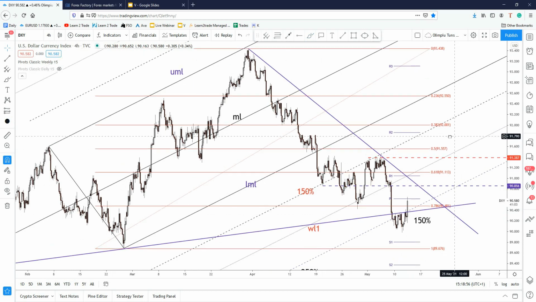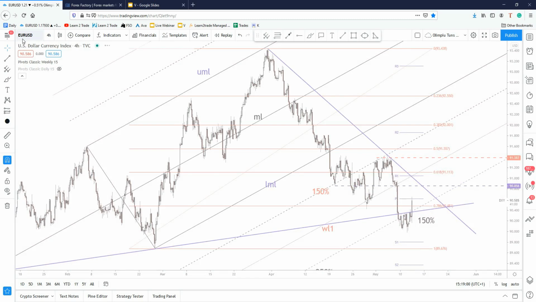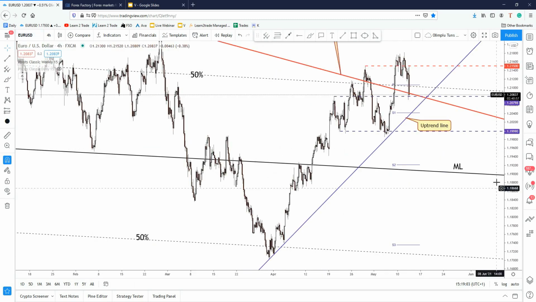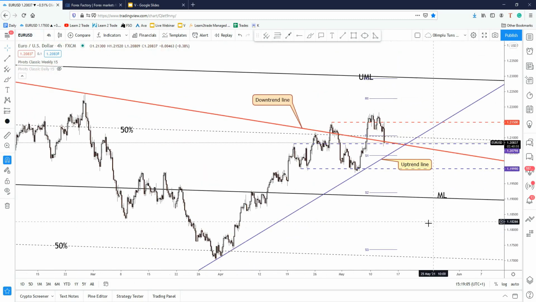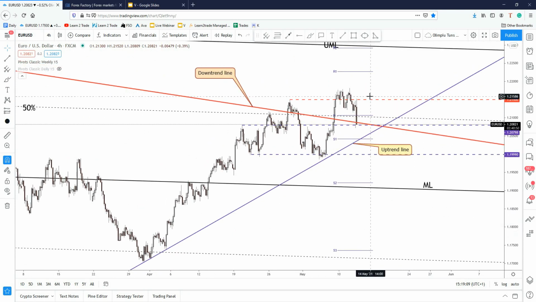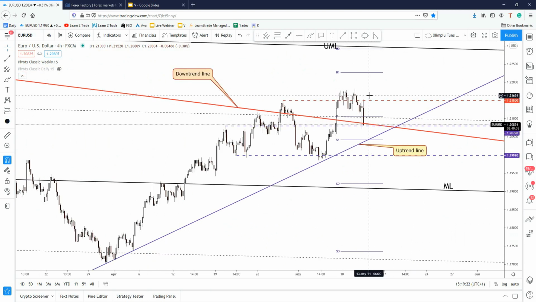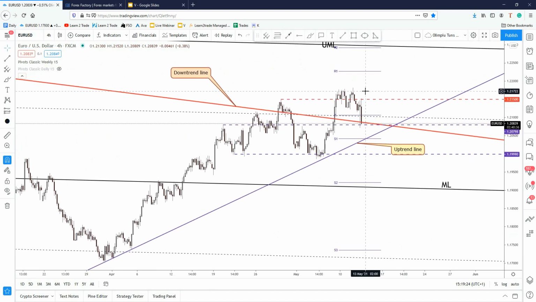And let's talk about the euro versus the US dollar. Here we have the 4-hour chart. You can see that the price has failed here to stabilize right above 1.2150. We had a long position yesterday. We closed our first part at the first take profit, and then the price decreased and the second part reached our stop loss at break even.